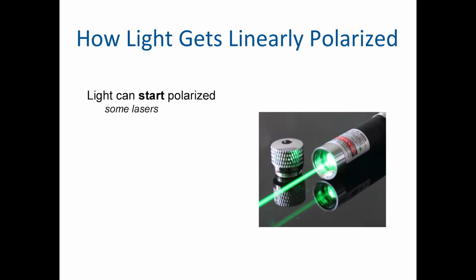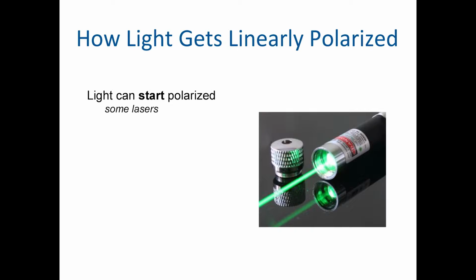And the first thing on our list is that light can simply start polarized. In some cases, certain lasers, just the way that they're manufactured, the way they're built, all the components inside cause the light to come out polarized. Computer screens are a source of linear polarized light usually. So this is one way light can be polarized.